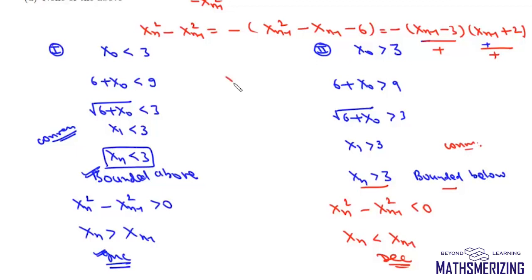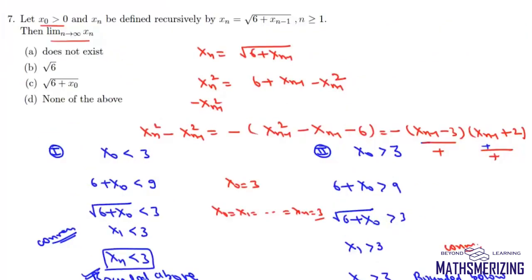Now what about if x₀ is 3? If x₀ is 3, then this sequence will be a constant sequence, and we know that a constant sequence is a convergent sequence. So this sequence will be convergent for all the possible values of x₀. Now we need to find the limit as n tends to infinity of xₙ. For that, we'll take the limit as n tends to infinity on both sides.